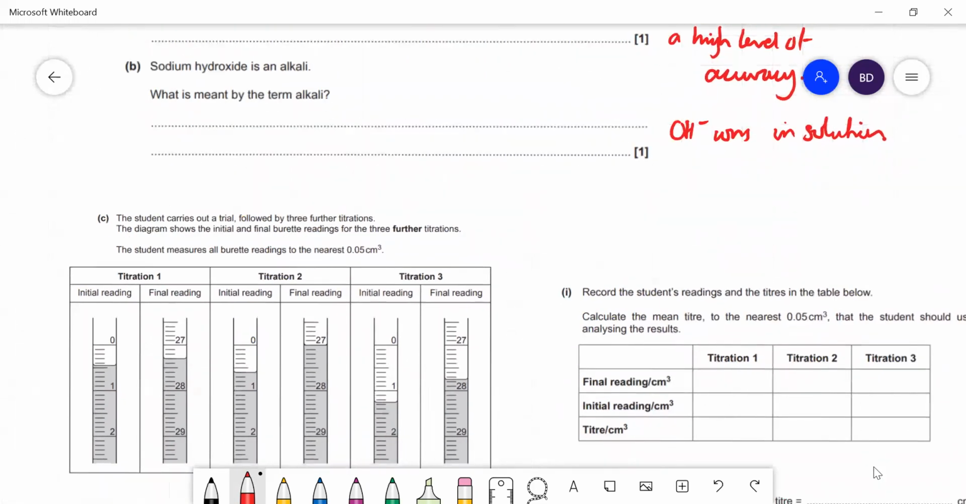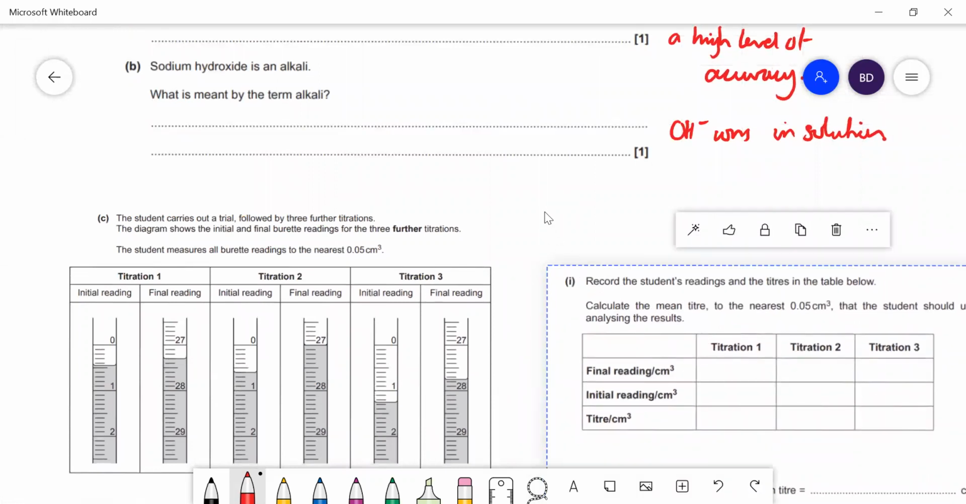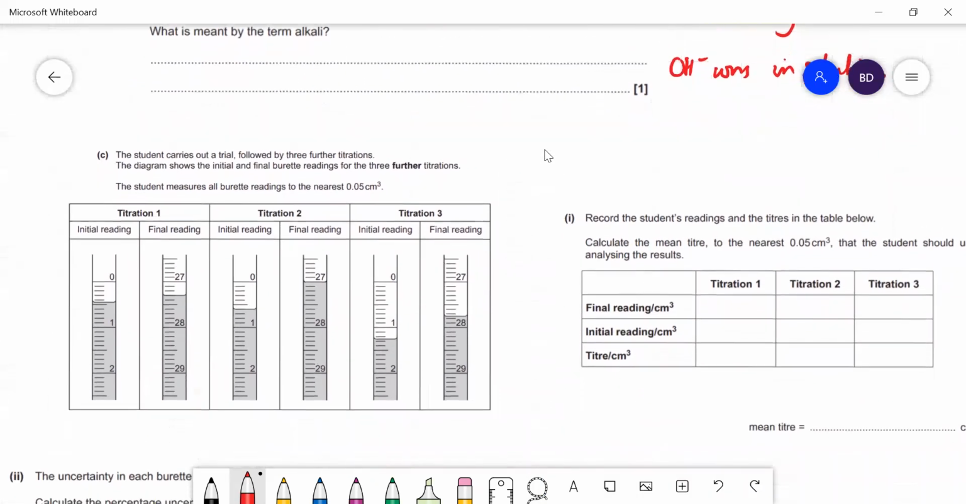Okay, so now this is about how to read a burette. So the student carried out a trial followed by 3 further titrations, and the diagrams are below, right? So you've got to use this. So what's the initial reading here? So we should always record to the nearest 0.05 centimeters. The initial reading for titration 1 is 0.45 centimeters cubed. It's halfway between 0.4 and 0.5. The final reading, I think that's 27.20.